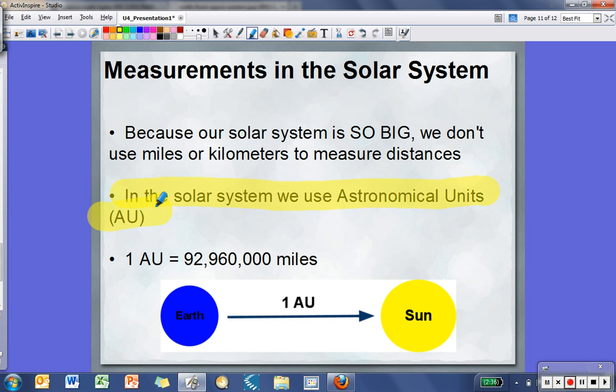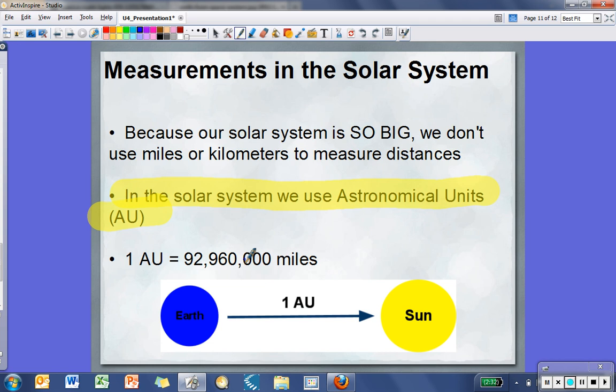The way we figured this out is we just created a brand new measuring distance. We said, why don't we just call the distance from the Earth to the Sun 1 AU? A bunch of brainiacs did this. They decided that 92,960,000 miles is equal to 1 AU. It was just easier to write and say than 92,960,000 miles. It's just 1 AU away. They just made it up.